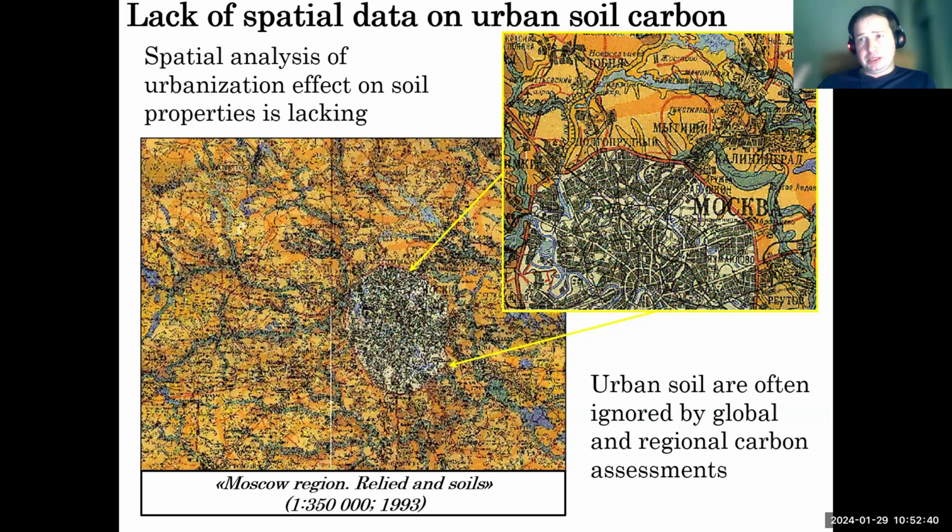Well, it depends. There are some maps of urban soils, or of urban soil properties. For example, there are more and more maps of heavy metal distribution in urban soils, generally of urban soil pollution. But very often you will see stuff like this. This is the soil map of the Moscow region. It's a pretty old map from 1993 and not very accurate. It's 1 to 350,000. But Moscow city on this map is just gray. So basically, you don't know anything about urban soils.